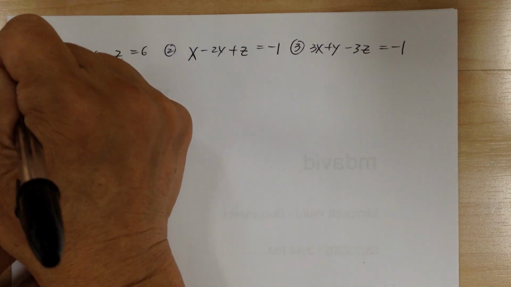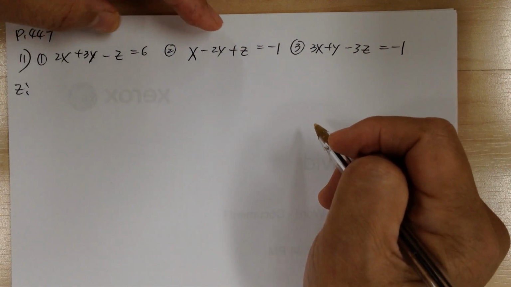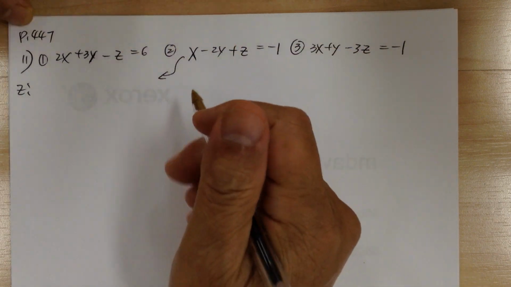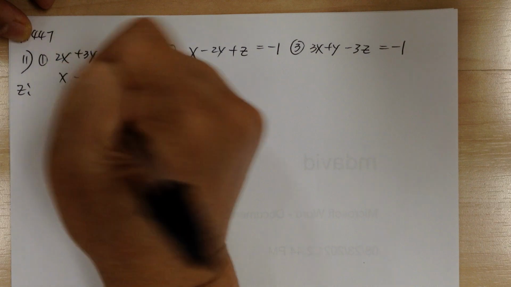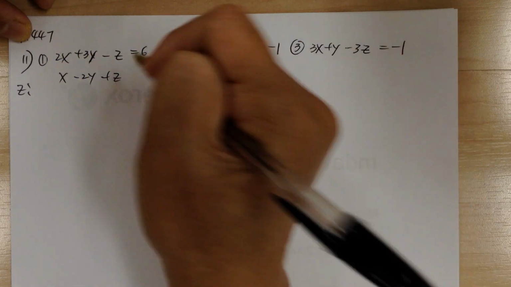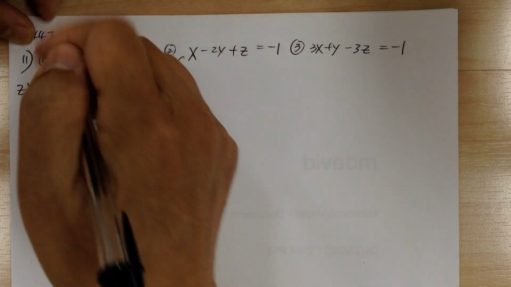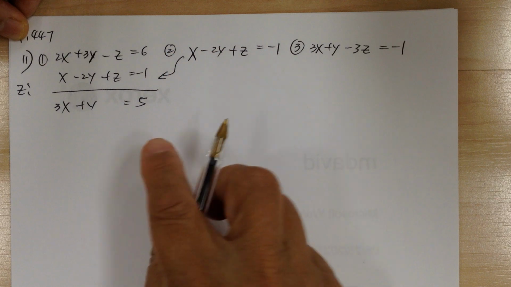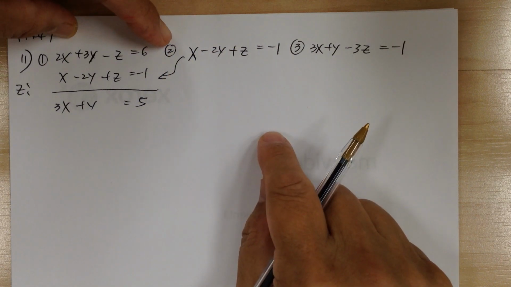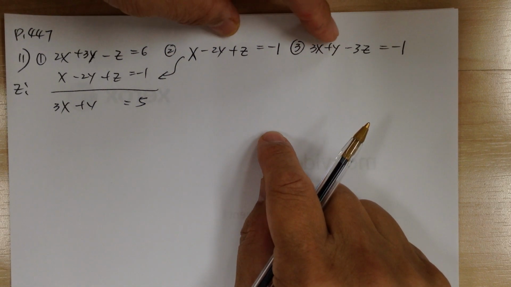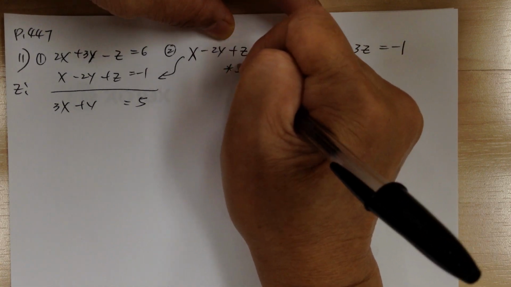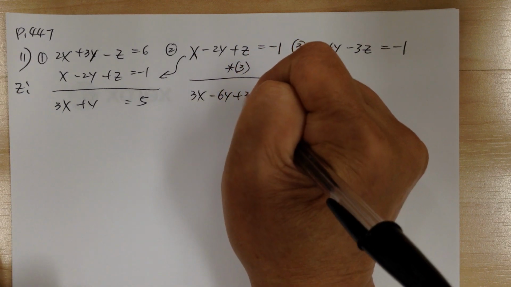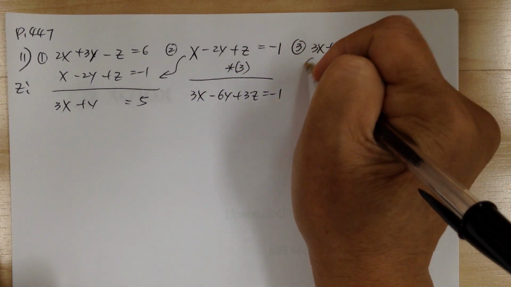So again, I'm going to get rid of the z first. Okay, so I'm going to use these two equations. So put this underneath here. So I got x minus 2y plus z equal to negative 1. So when I add, I get 3x plus y equal to 5. Okay, so I use these two. Now I'm going to use these two. Okay, so I'm going to multiply this by 3. So I got 3x minus 6y plus 3z equal to negative 1. And I'm going to put this under here.